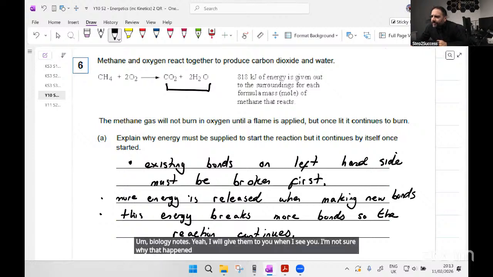How do you define exothermic and endothermic? Exothermic reactions release energy to the surroundings. Endothermic reactions take in energy from the surroundings.